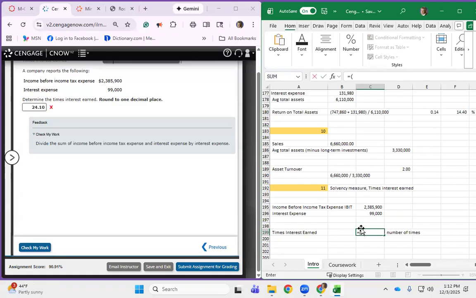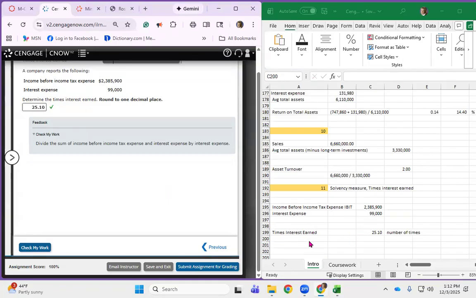Equals, open parentheses. Start with the income before income tax expense. Then we are going to add the interest expense. Close parentheses. And then we divide by that same number. Okay, there we go, 25.10. Sorry about that. 25.10. Now let's see if we're right.